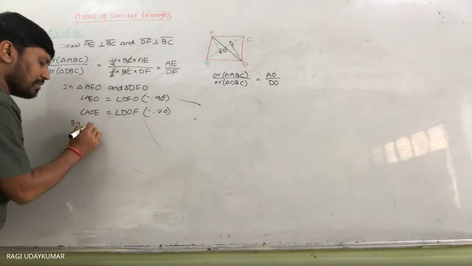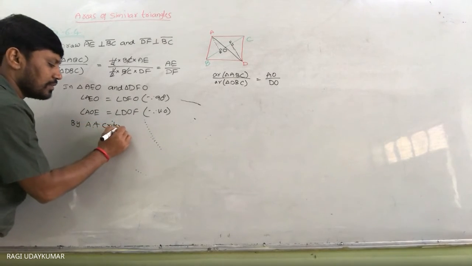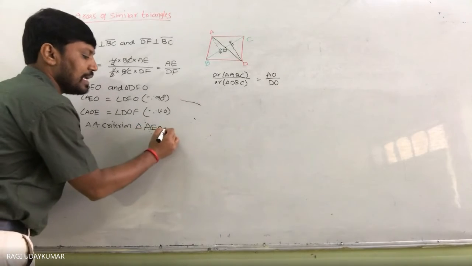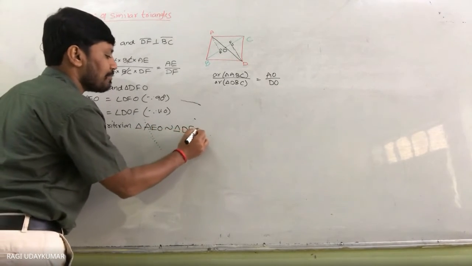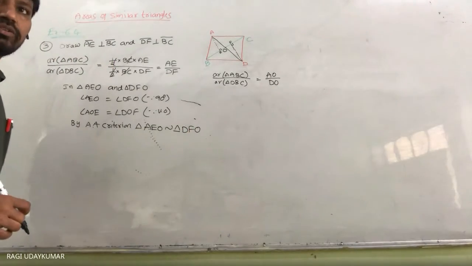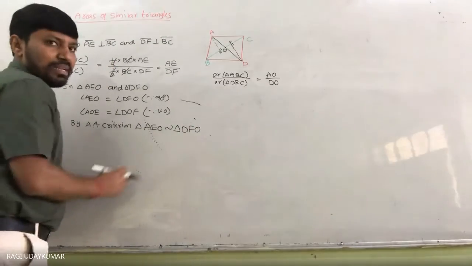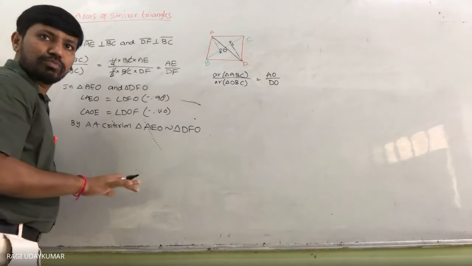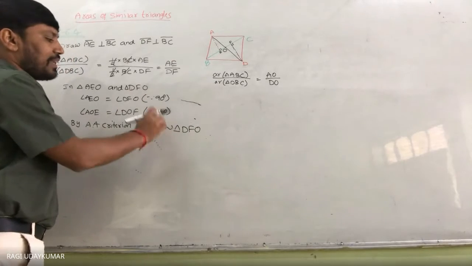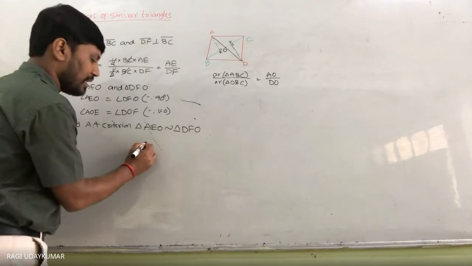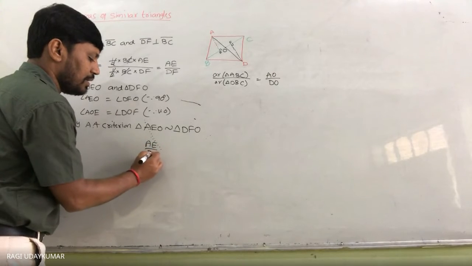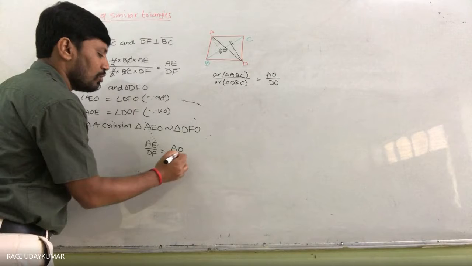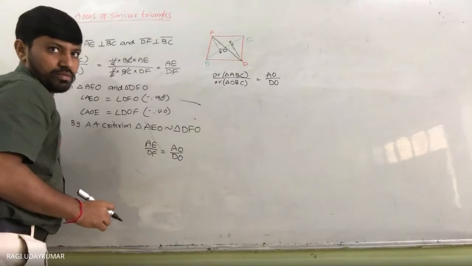So by AA criterion, triangle AEO is similar to triangle DFO. If these two are similar, then their corresponding sides are in proportion. So what are their corresponding sides? AE by DF you can take. AE by DF is equal to AO by DO is equal to EO by FO also.